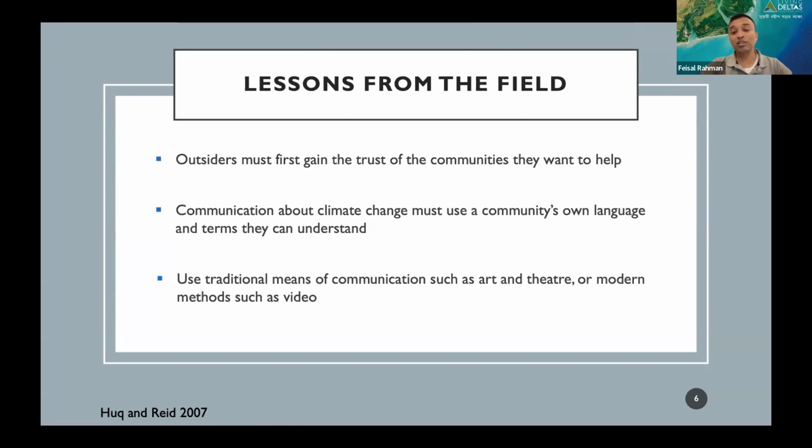So communication has to be done in the communities' own language, and possibly through traditional means of communication such as art and theater, or modern methods such as video. Community members always feel more comfortable to engage in those particular forms or modes of communication.